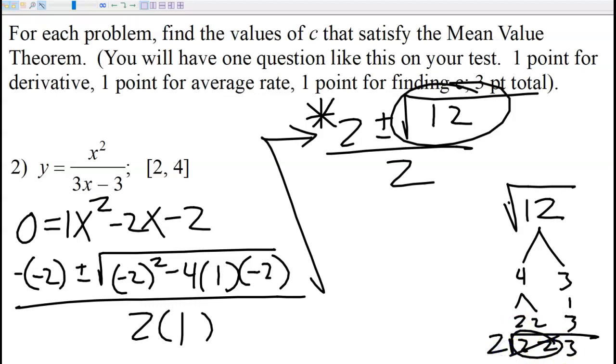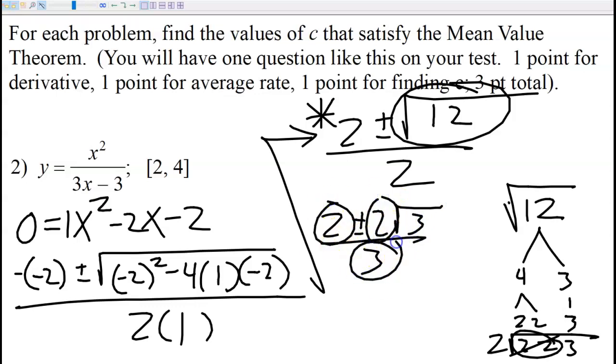So that's how you simplify a square root. You break it down into its factors and you take any pairs out. And so we have 2 plus or minus 2 square root of 3 over 2. If you see anything that you can reduce out of all three of these, then you go ahead and do that.